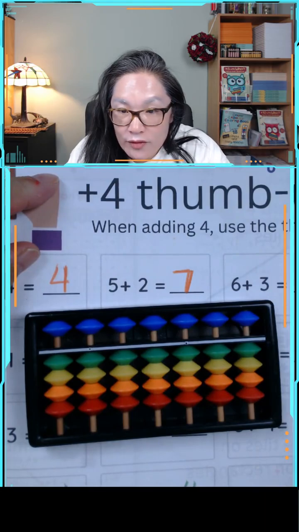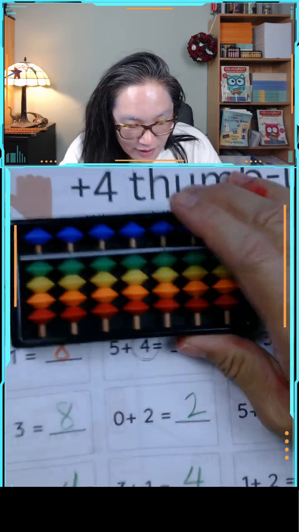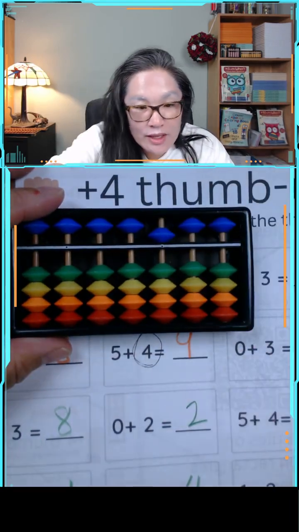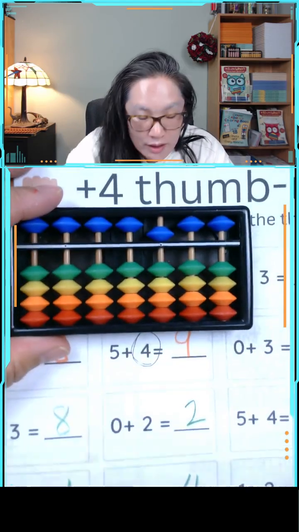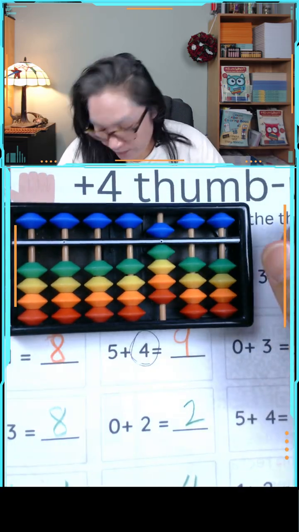We're going to add the 4. Thank you, Michael. We want to add the 4. So notice if I have the 5 on the abacus already, I am going to add the 4. This is all the bottom beads. So my final answer is 9.